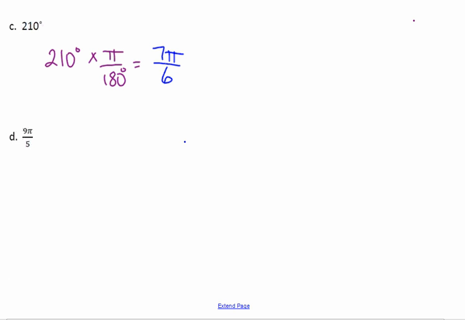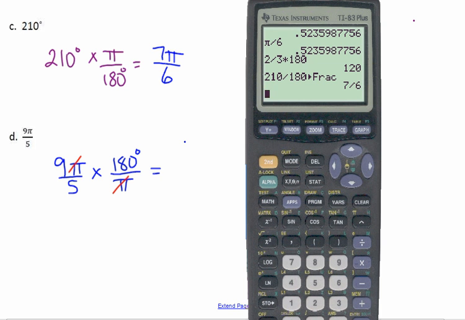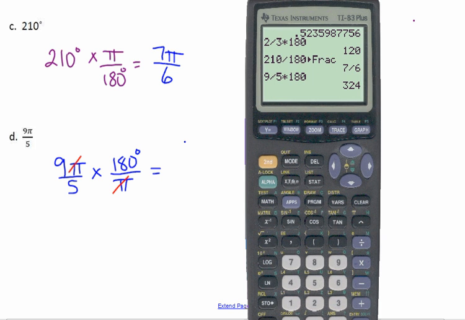Okay, last guy. We want to convert him to what? Degrees. So times 180 over pi. So degrees on top if you're looking for degrees. What cancels? Pi. And so what are you going to type in? 9 over 5 times 180 is 324.